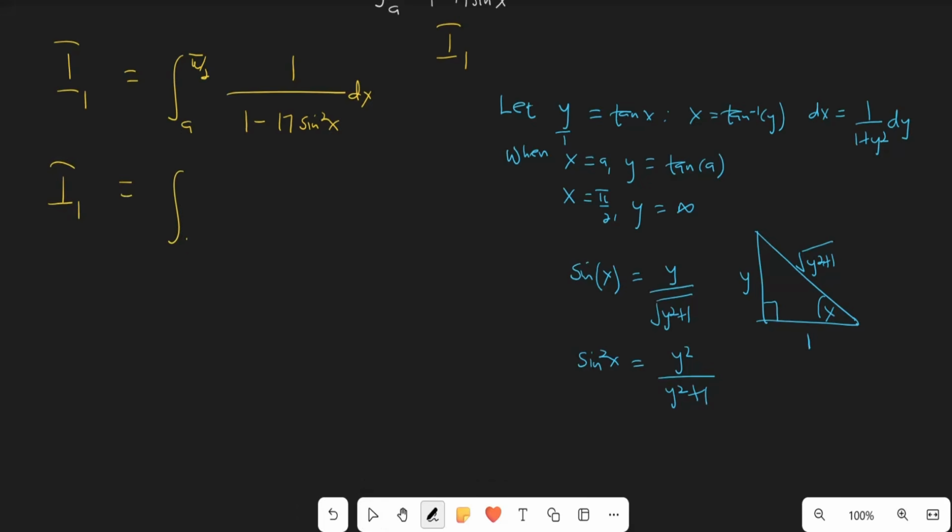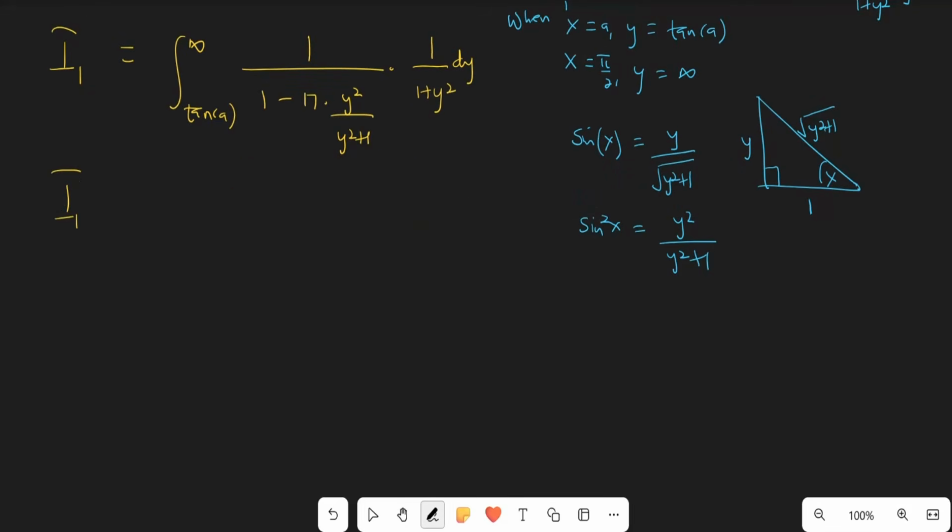I1 is now the integral from the tan of a to infinity. Those are the change in limits, right? Of 1 all over 1 minus 17 multiplied by sine square of x, which is now y squared all over y squared plus 1, multiplied by dx, and dx is 1 all over 1 plus y squared dy.